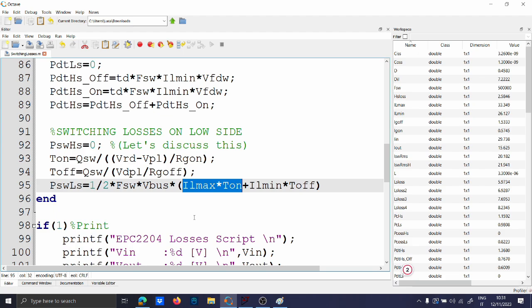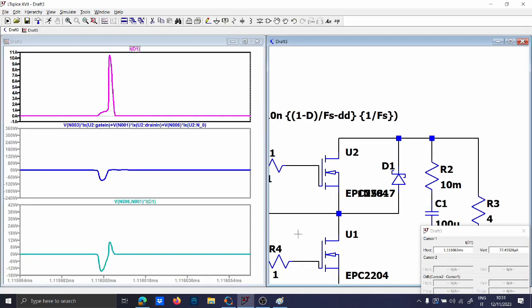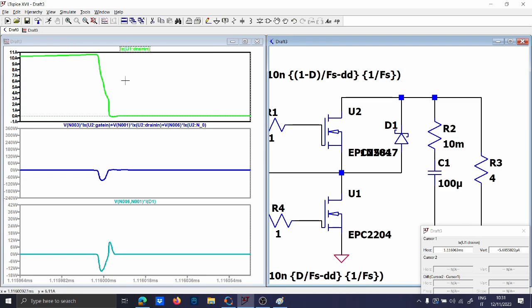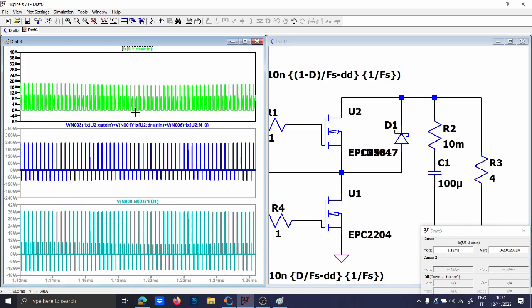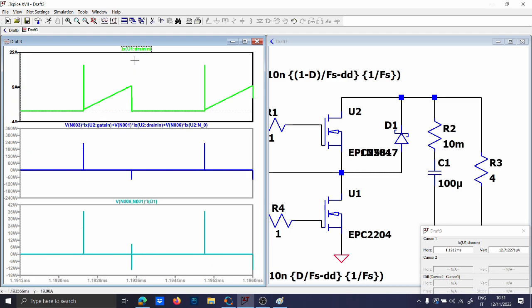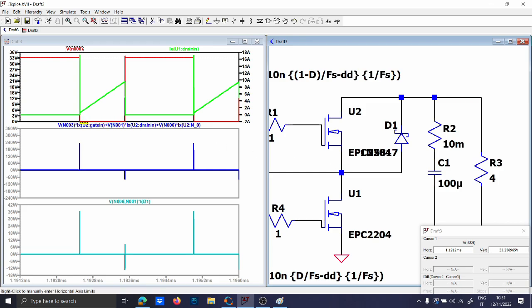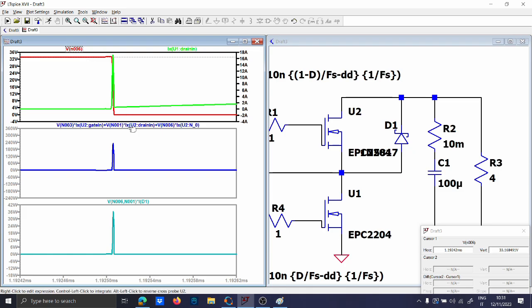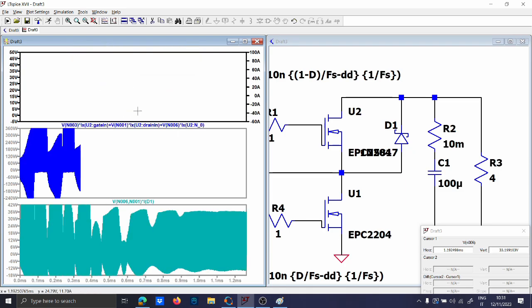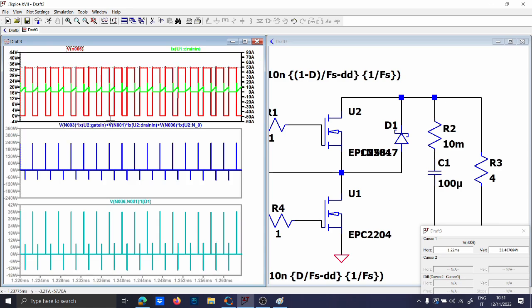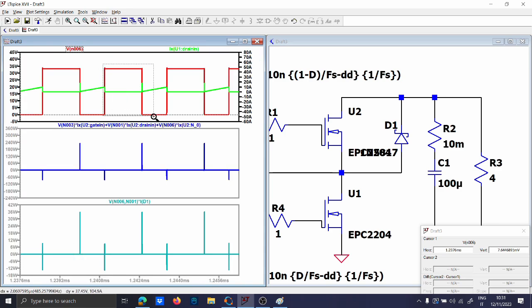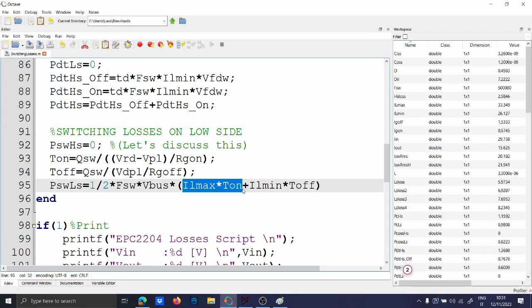Sorry, maybe it is the opposite. IL max times T on. Let me check for a minute. Maybe I did exactly the opposite. Maybe I was wrong. When you are turning on, it is the minimum. So yes, I did say it right. But since the turn on and turn off will probably be equal, this is IL min. Let's put things correctly.